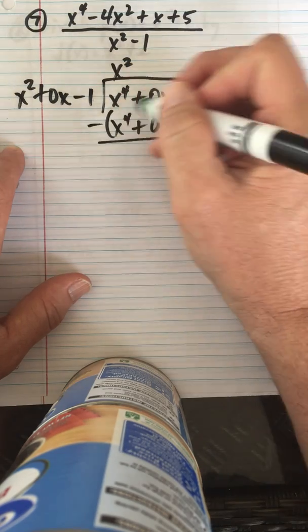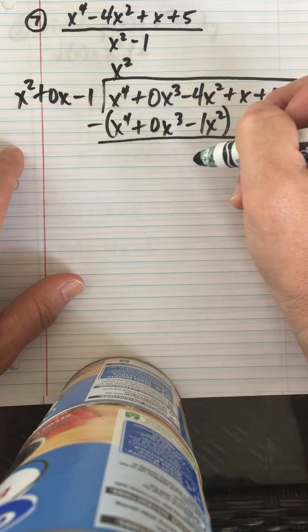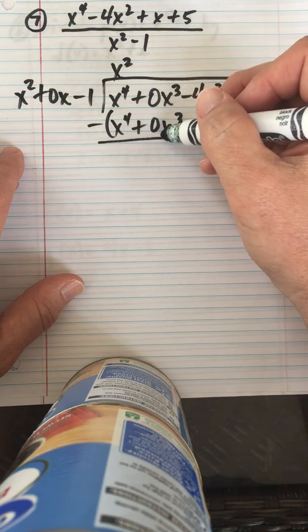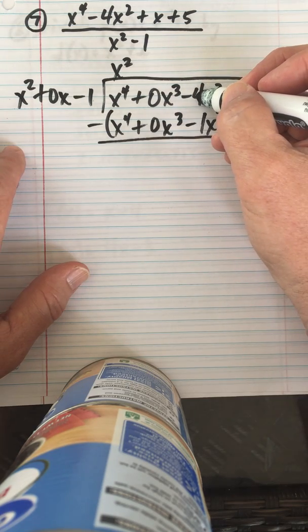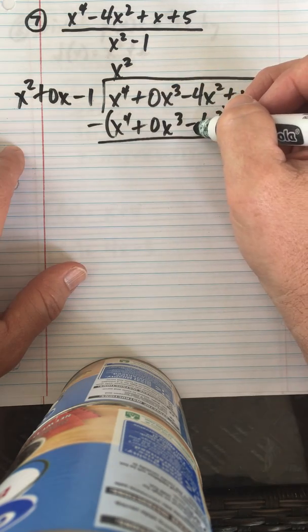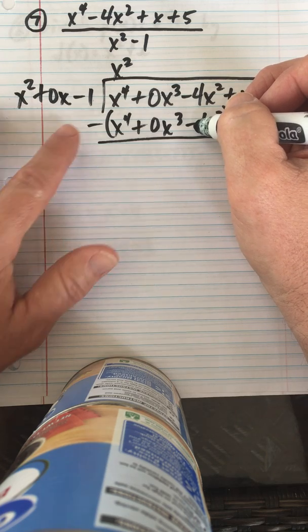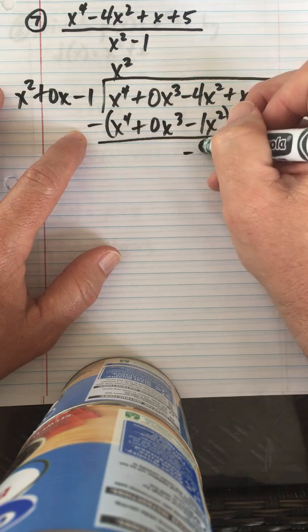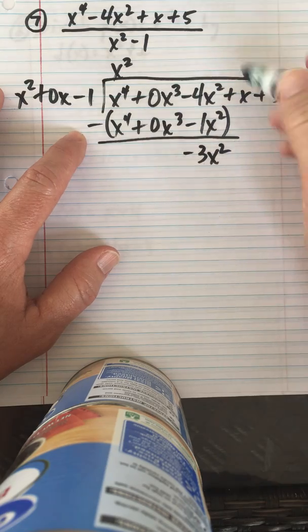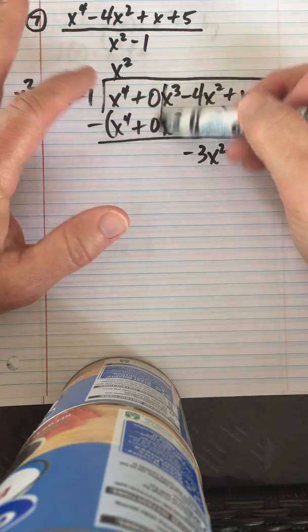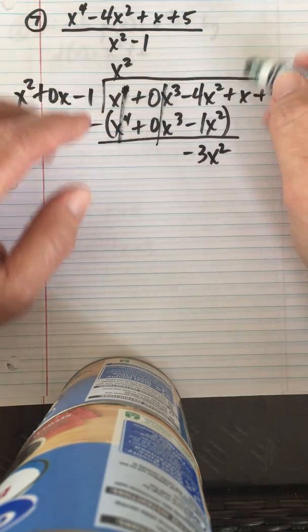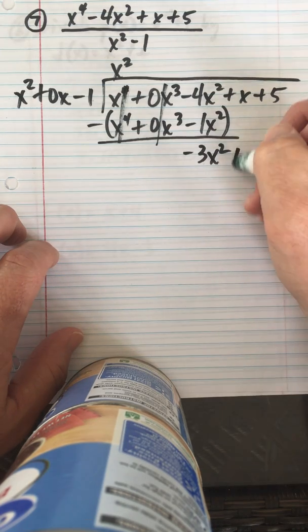And we're subtracting. Those are going to go away. So are those. So I'm left with negative 4 minus a negative 1. Minus a negative is a plus. Negative 4 plus 1 is a negative 3x squared. Now, since I lost both of these, since I lost 2, I'm not just bringing down one term, I'm going to bring them both down.